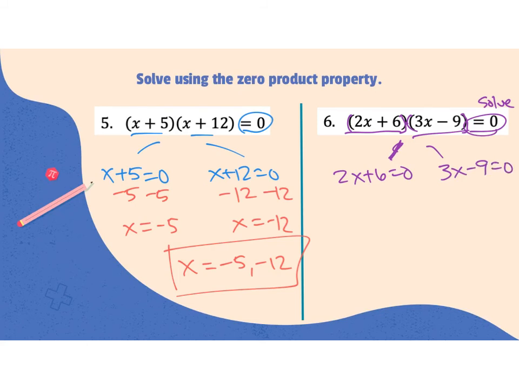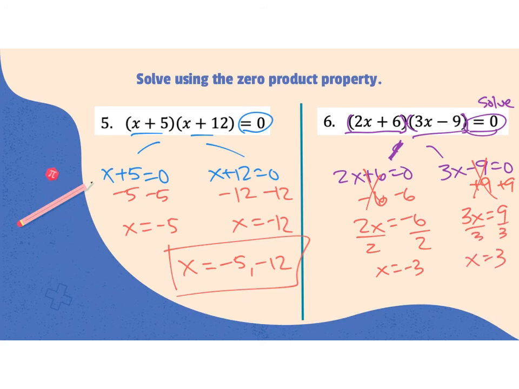Over here, I'll start on the left. I'm going to subtract 6. So that goes away. That leaves me with 2x equals negative 6. Then I need to divide by 2. This is a two-step equation here. So then I divide by 2 and I get x equals negative 3. Okay. On the right-hand side, I'm going to add 9. So that goes away. I have 3x equals 9. Divide by 3, and I end up with x equals 3. So I've got solutions of negative 3 and positive 3. And yes, those are two different things.